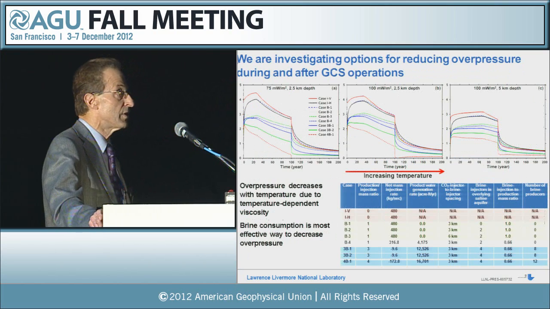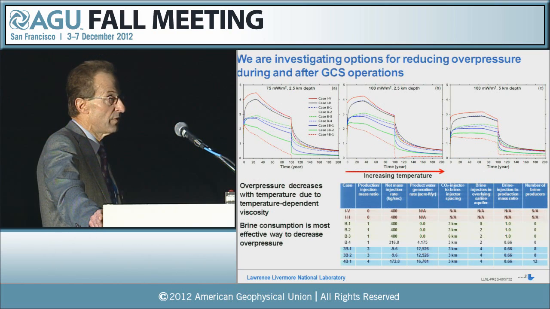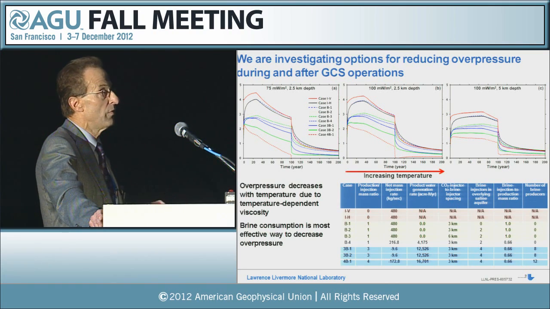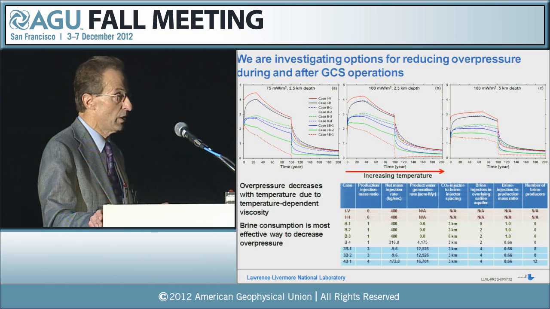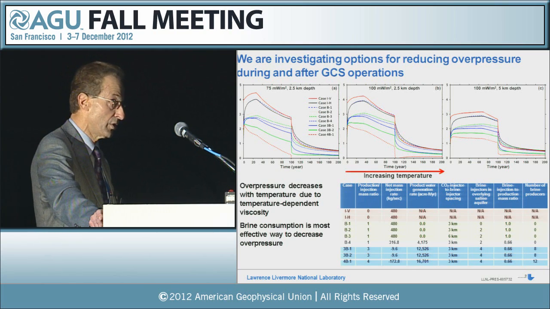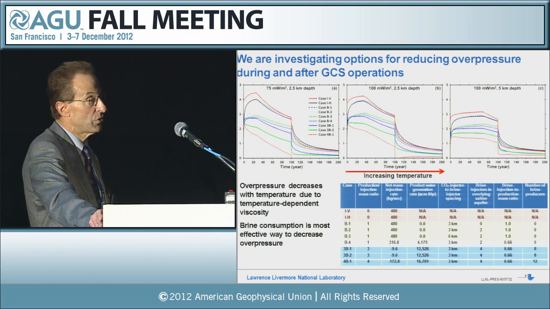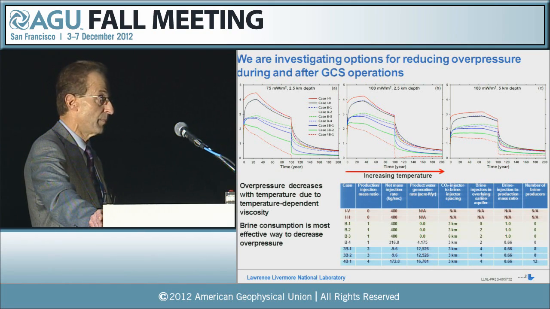So we've considered a broad range of different pressure management options and can achieve a substantial reduction in the overpressure overlying the injection zone. One of the interesting things we find is as we go to deeper and deeper formations and conditions get hotter and hotter, the peak pressures are continually declining because the viscosity of water and CO2 are decreasing, so the hydraulic conductivity is increasing, which reduces the pressure buildup.